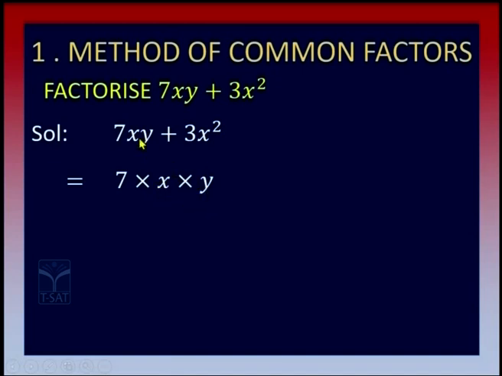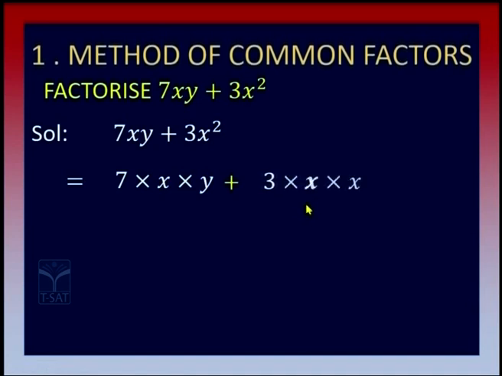That means it is factorized using irreducible factors, 7 into x into y. Similarly, I will take 3x square, and how can we write this 3x square? 3 into x. So, in that way I have split the 2 terms as the product of irreducible factors.